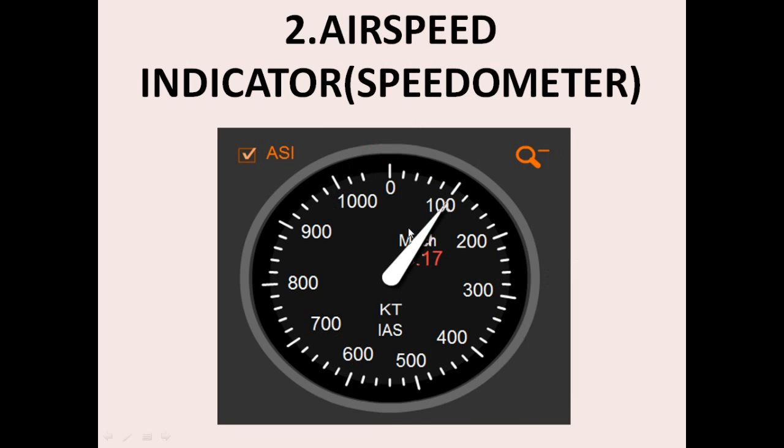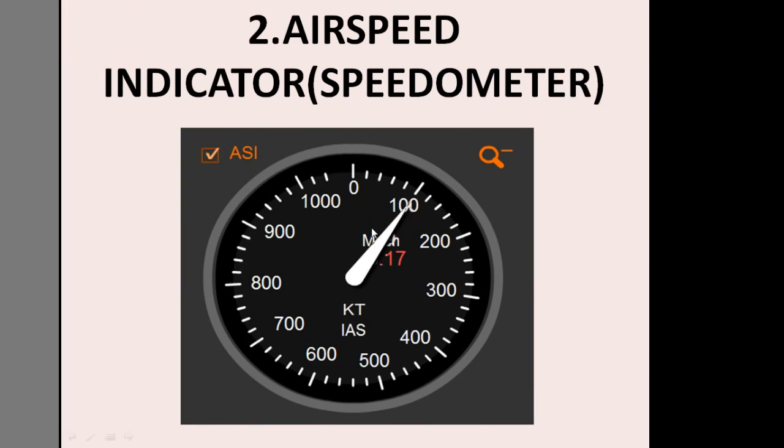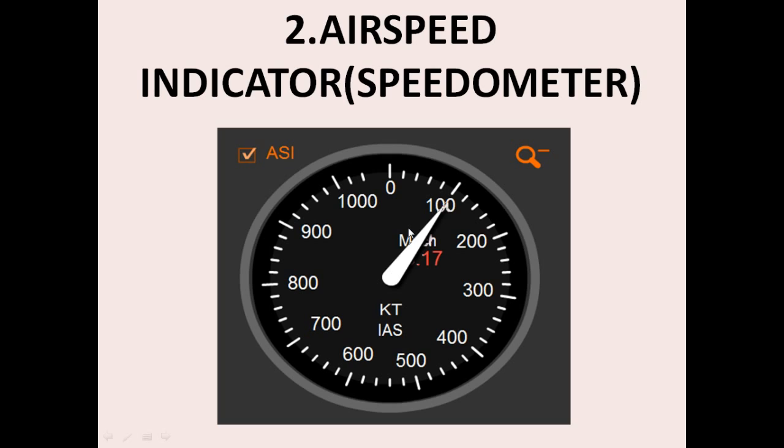So the next instrument that we are going to see is airspeed indicator. You can also call it a speedometer. The reason why this is called airspeed indicator is because it measures the speed of the aircraft with the help of pressure, that is the air pressure. By calculating the difference between the static air pressure and the current air pressure, it calculates the speed of the aircraft. That's the reason why this is called airspeed indicator. You can see this instrument can be used like any other speedometer on your vehicles like car or motorbike.